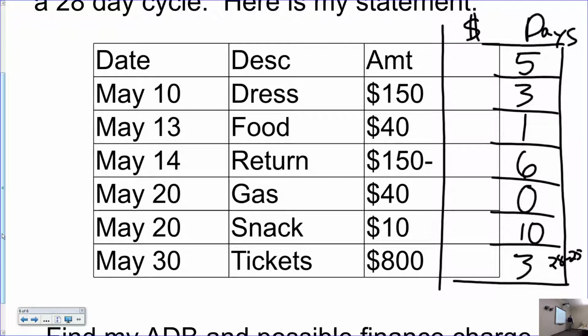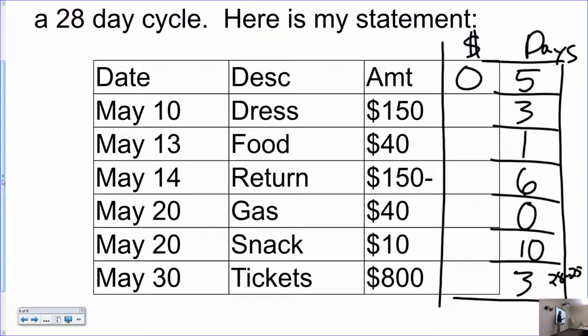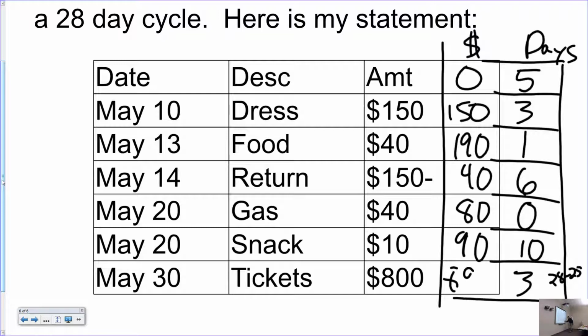And now the way you do the dollars is, again, exactly the way you expected. What do I start with? 0, because there's nothing on the card. And now what do I do every row? You add or subtract accordingly. So you add 150, you add 40, you subtract 150 because you brought back whatever it is that you bought. Then you add 40, then you add 10, and then you add 800. There's your table. Much faster.